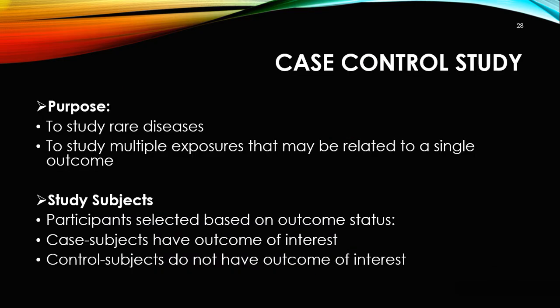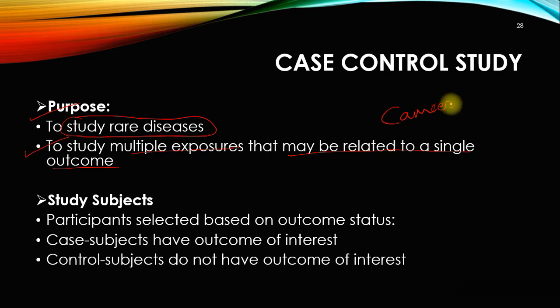Okay. So the case control study, the second one. The purpose of it is to study rare diseases. Just like the first one, that is cohort, it also studies rare incidents. The second purpose is to study multiple exposures that may be related to a single outcome. Now this is something different from the first one. In the first one there was single exposure and multiple outcomes, but in case control studies there are multiple exposures but a single outcome.